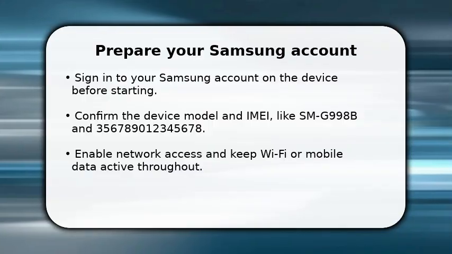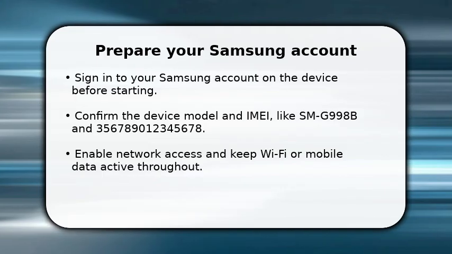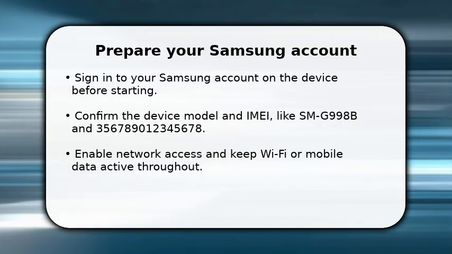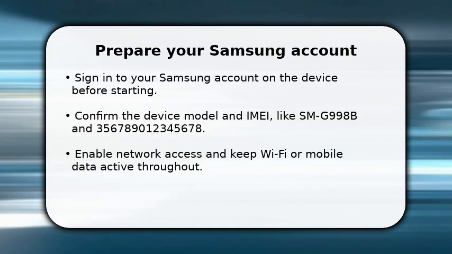Sign in to your Samsung account on the device before starting. Use the same account you used with Smart Switch previously. Confirm the device model and IMEI, such as SM-G998B and 356789012345678, when prompted. Keep the phone awake and connected to Wi-Fi or mobile data during the process.